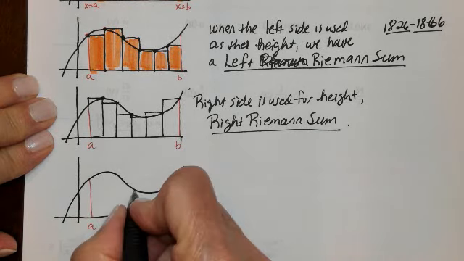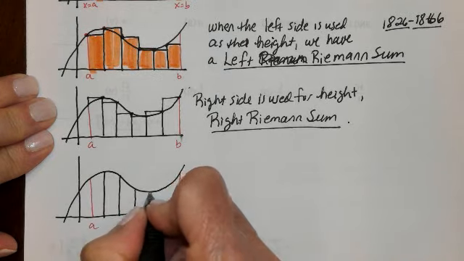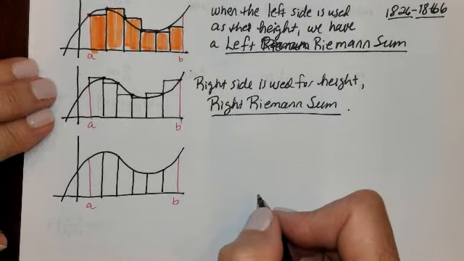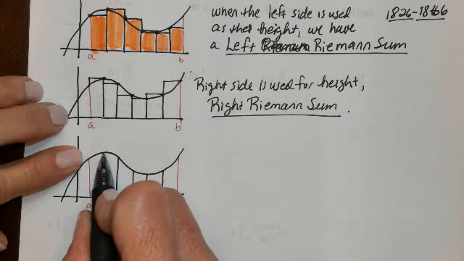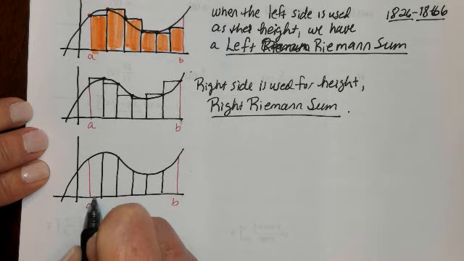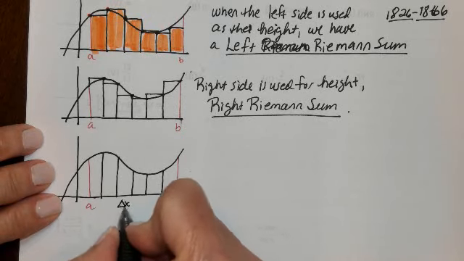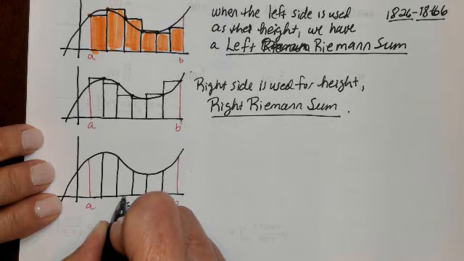Let me split this up into 6 pieces again. Okay. So another way that we could form these rectangles is not to use the left or the right, but to use the middle value. So whatever this delta x is here, I'm looking at exactly the middle of that delta x.